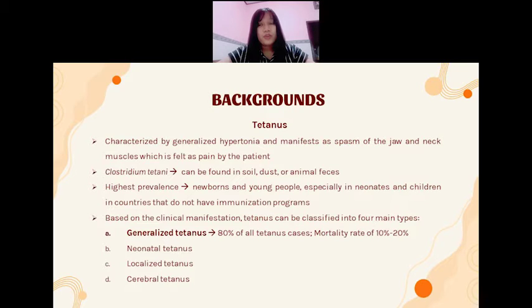Tetanus can be classified into four main types based on the clinical manifestations. Those are generalized tetanus, neonatal tetanus, localized tetanus, and cerebral tetanus. And generalized tetanus is the most common form, and about 80% of all cases of tetanus belong to the generalized type. Also, generalized tetanus is associated with a mortality rate of 10 to 20% with modern intensive care. So, judging from how this disease can be life-threatening, we decided to discuss the management of this disease in this paper.